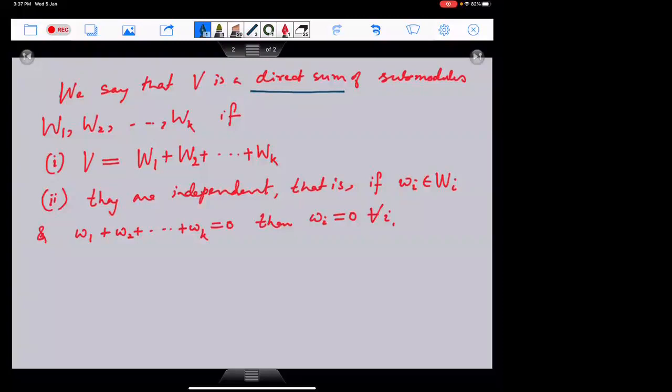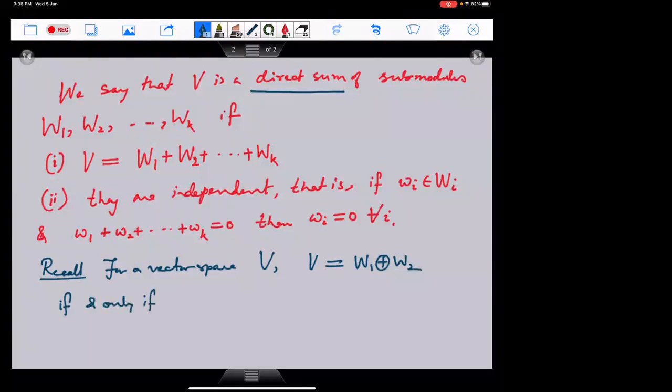So this concept we need, and you can recall that for a vector space V, V is a direct sum of subspaces if and only if V is a sum of the subspaces and their intersection is the zero space, for any two subspaces W1, W2 of V. Such a thing we saw.